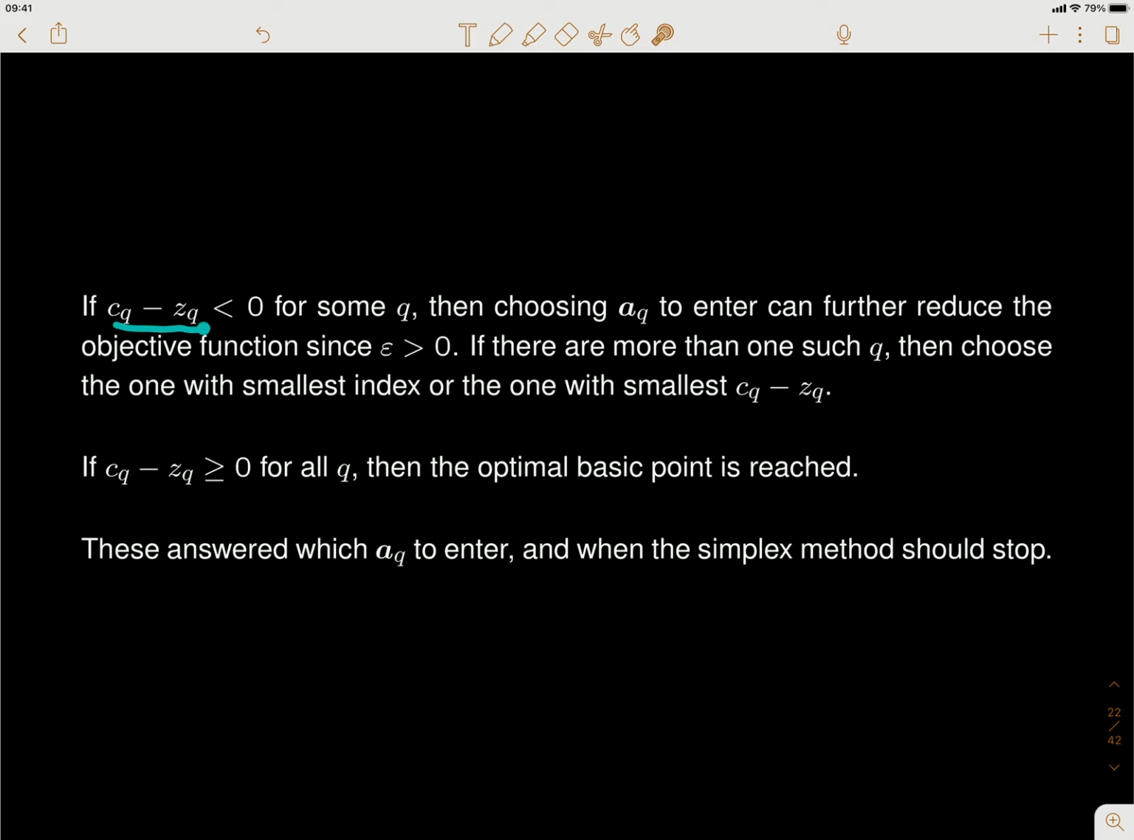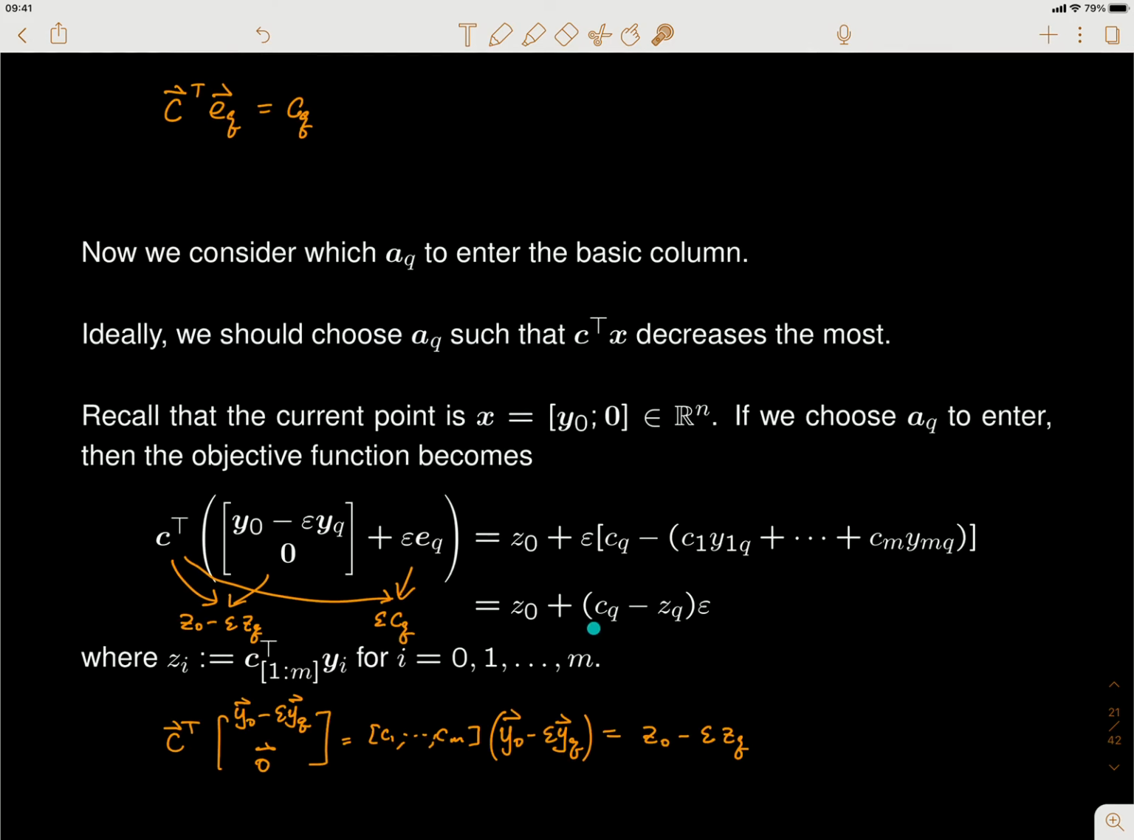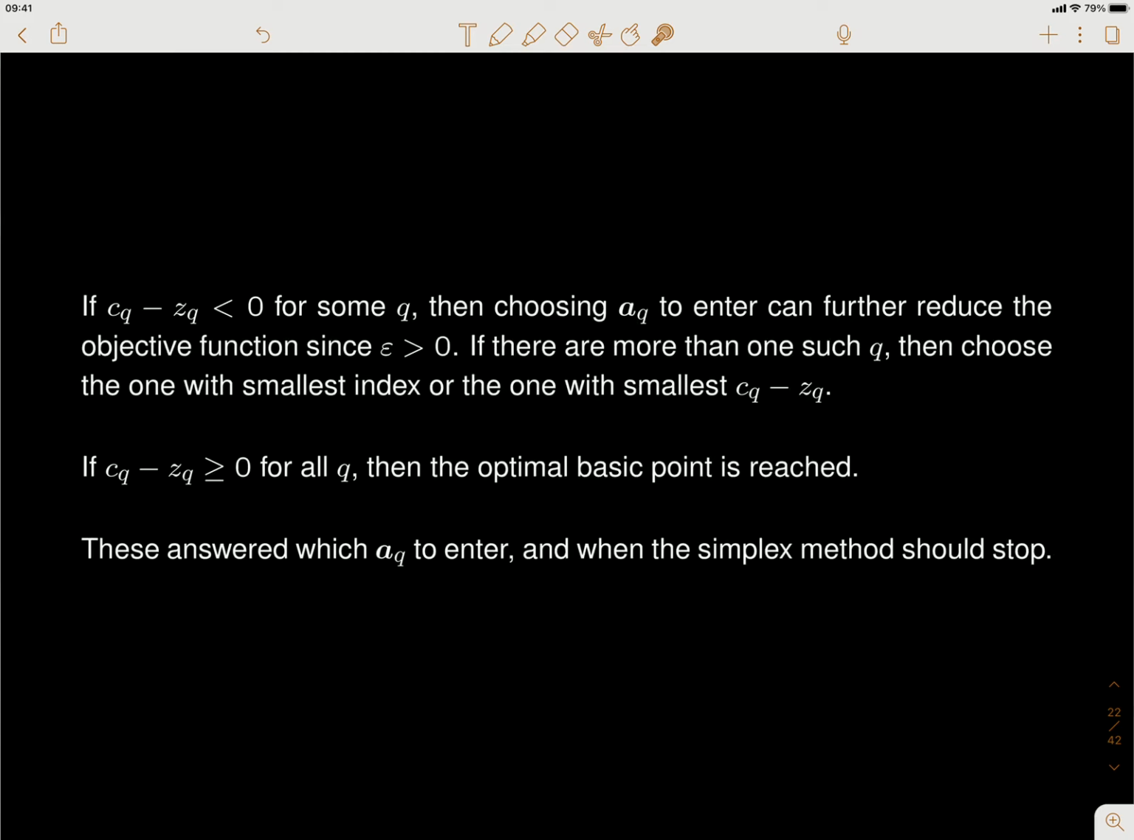If all of these values are greater than or equal to 0 for all q, in contrast to being negative for some q, then it doesn't matter which aq we choose, the new objective function value is greater than or equal to z0. That means we cannot further decrease the function value. Then we have already found the optimal basic feasible point. All right, so that is the logic here.